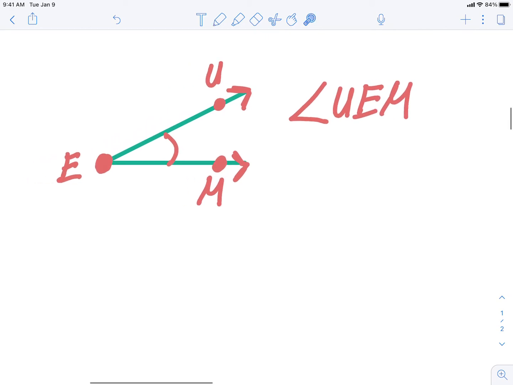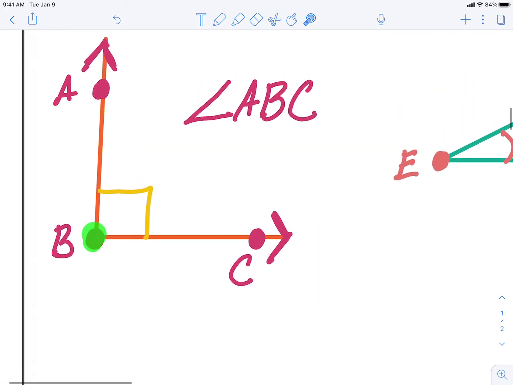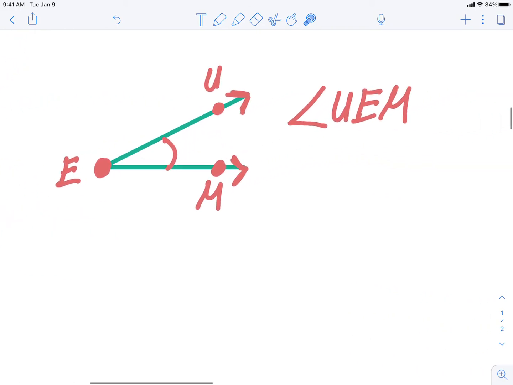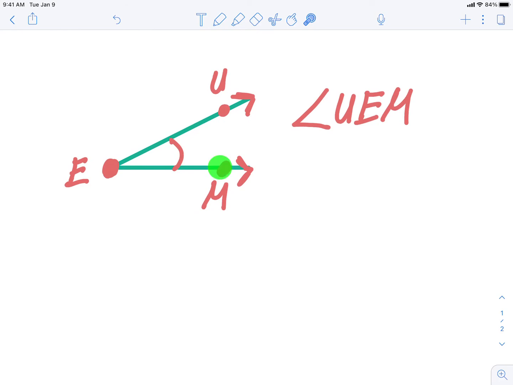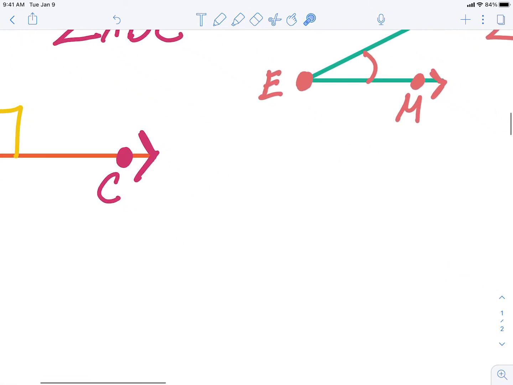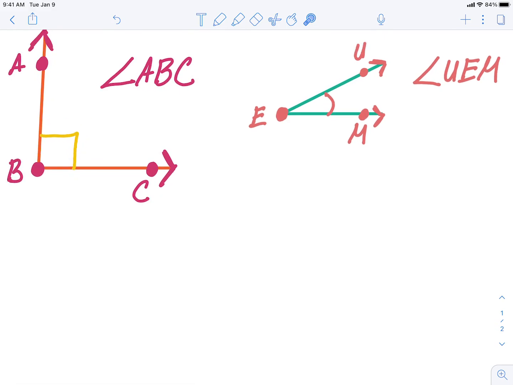If you notice, my middle point right here, where the 2 rays touch, is my middle letter. Let's see if this one is the same. My middle point where the 2 rays touch is my middle letter. That's important. Then you're probably wondering, Mister, can I call it angle MEU? Absolutely you can. And this one you can call CBA. Perfect. They are both correct.